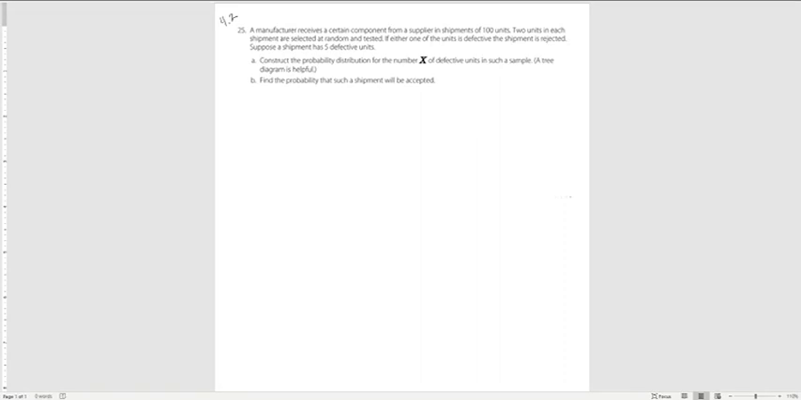Alright, Chapter 4, Section 2, number 25. Skimming this one, we've got a sampling plan here for inspection. So let's look at this a little more closely.